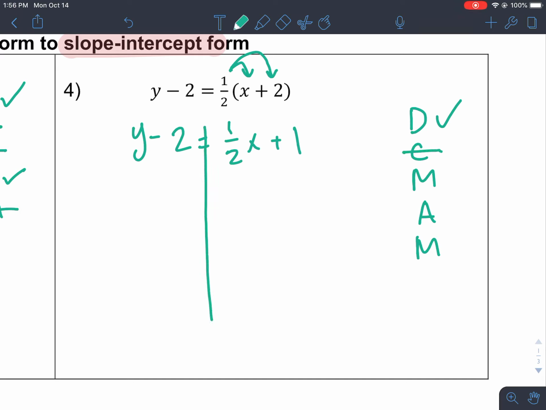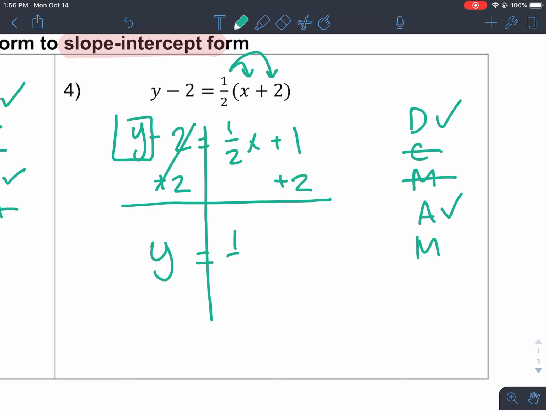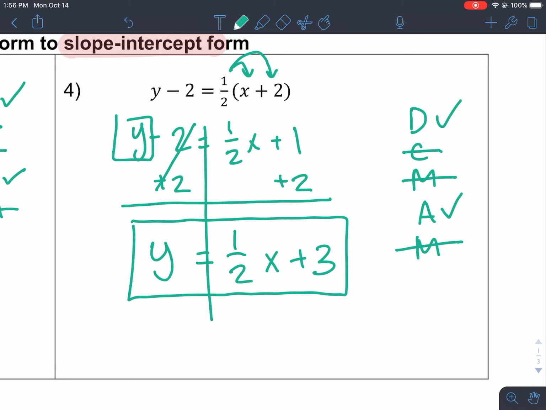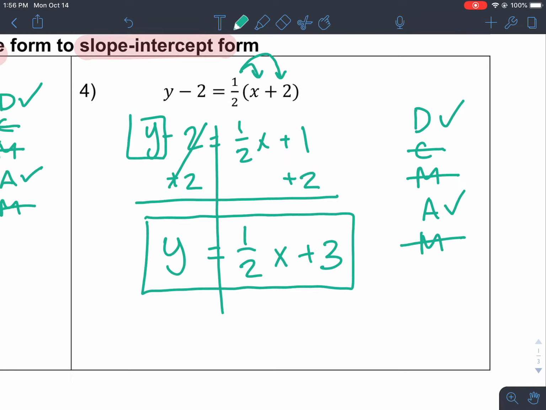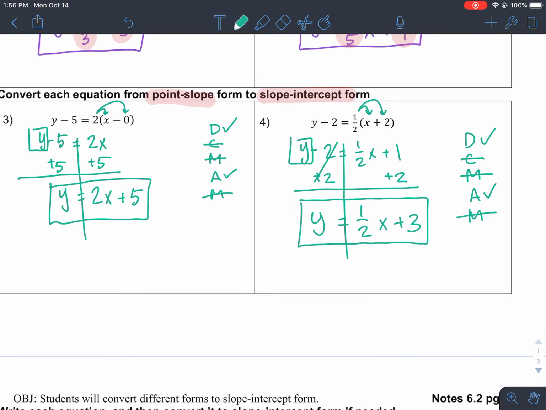I don't need to combine like terms or move any variables, but I will add or subtract. I'm going to add 2, because again, we're solving for y. And I'm left with y equals 1/2 x plus 3. Didn't multiply or divide. All right, flip it over.